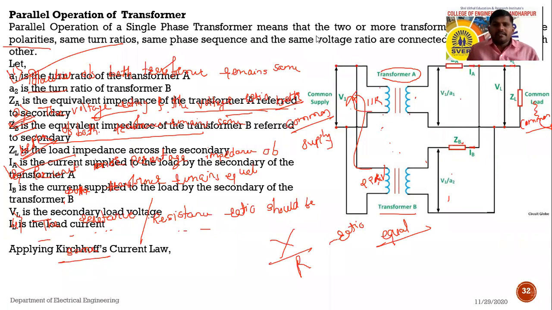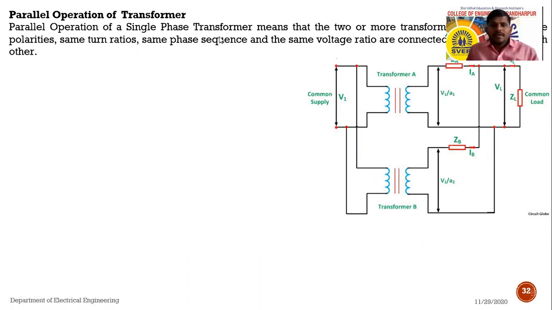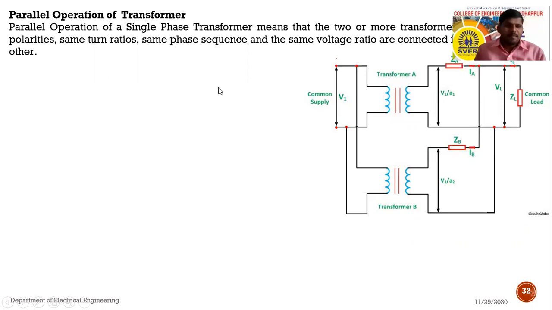See, we want to derive one derivation related to that. If same kV rating transformers are operating in parallel, for that we will consider it. If these conditions are satisfied, here it is also given: same polarity, same turns ratio, same phase sequence and same voltage ratio, then the transformers can be connected in parallel.